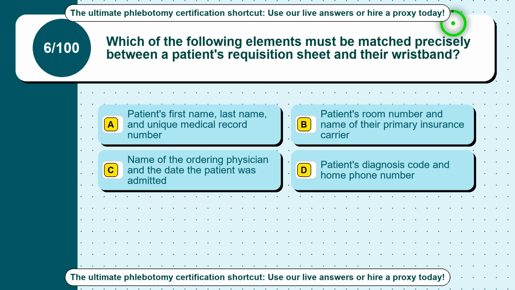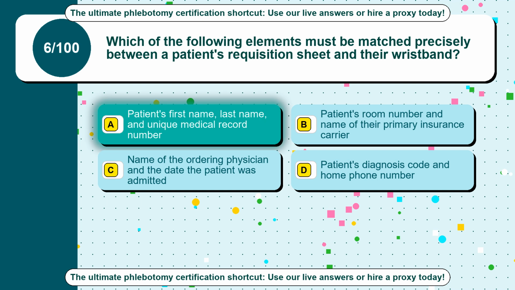Question 6. Which of the following elements must be matched precisely between a patient's requisition sheet and their wristband? Option A. Patient's first name, last name, and unique medical record number. Option B. Patient's room number and name of their primary insurance carrier. Option C. Name of the ordering physician and the date the patient was admitted. Option D. Patient's diagnosis code and home phone number. The correct answer is option A.